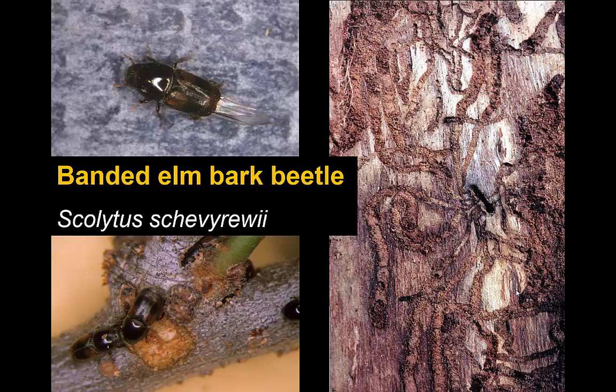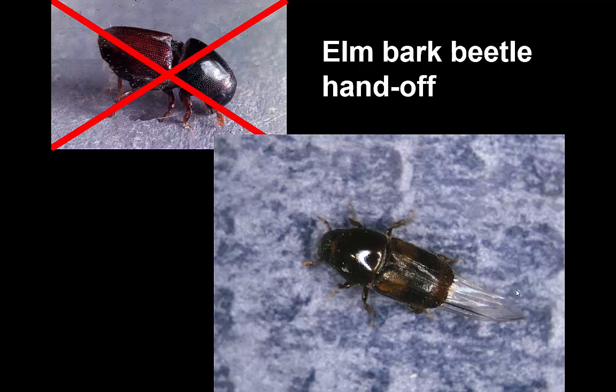And one thing that has happened is that this new species, this banded elm bark beetle, seems to be extremely well adapted to at least the western U.S. and has now become the dominant bark beetle associated with elm. By the way, it does also move the fungus for Dutch elm disease, so it could be a vector as well.